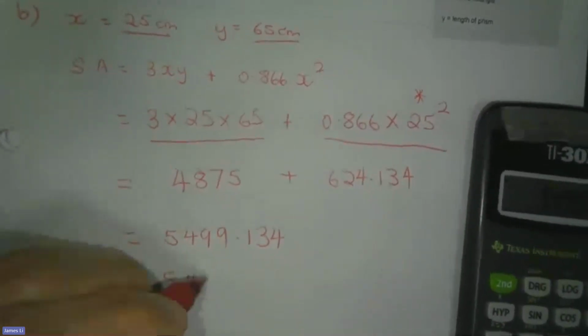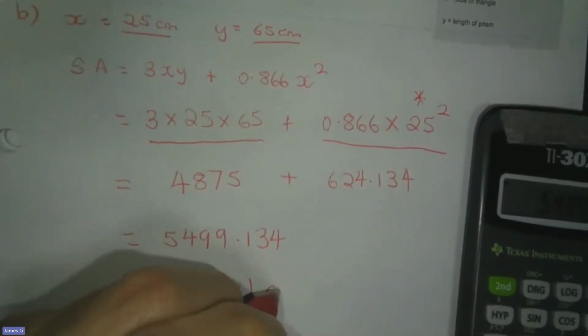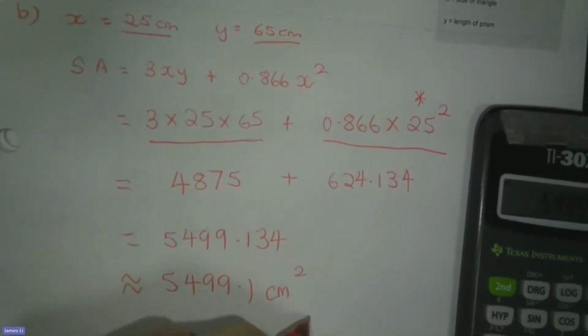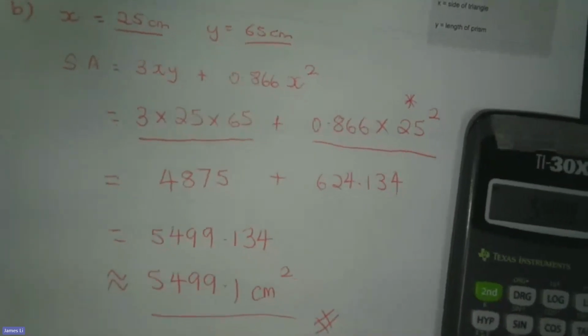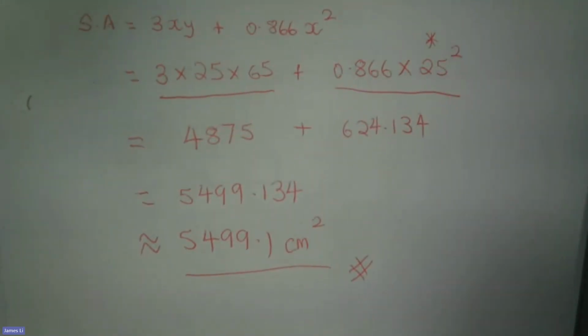5499.1. And this is a cm question, so cm squared. Congratulations, you are done with the surface area of the equilateral triangular prism. Okay, congratulations, you are done.